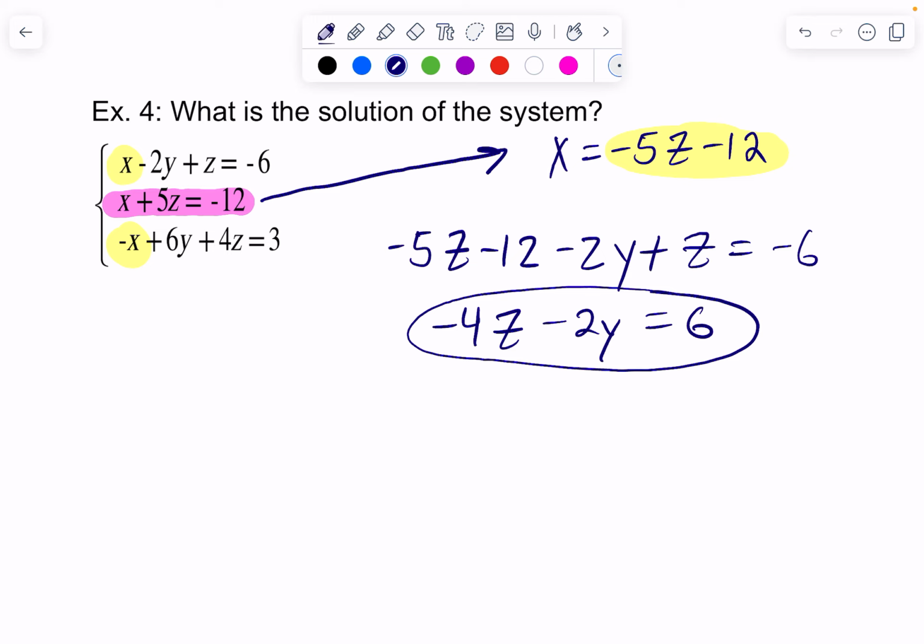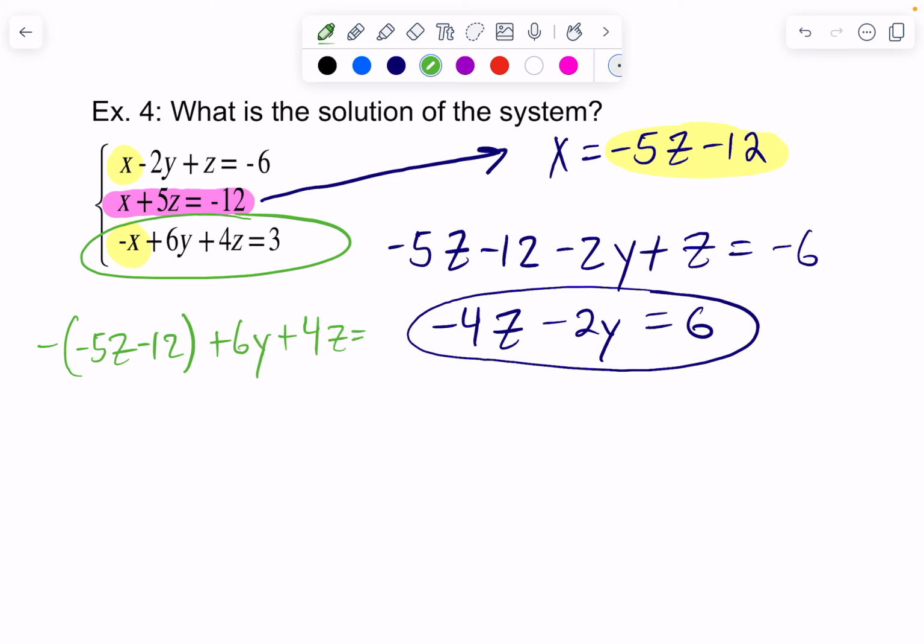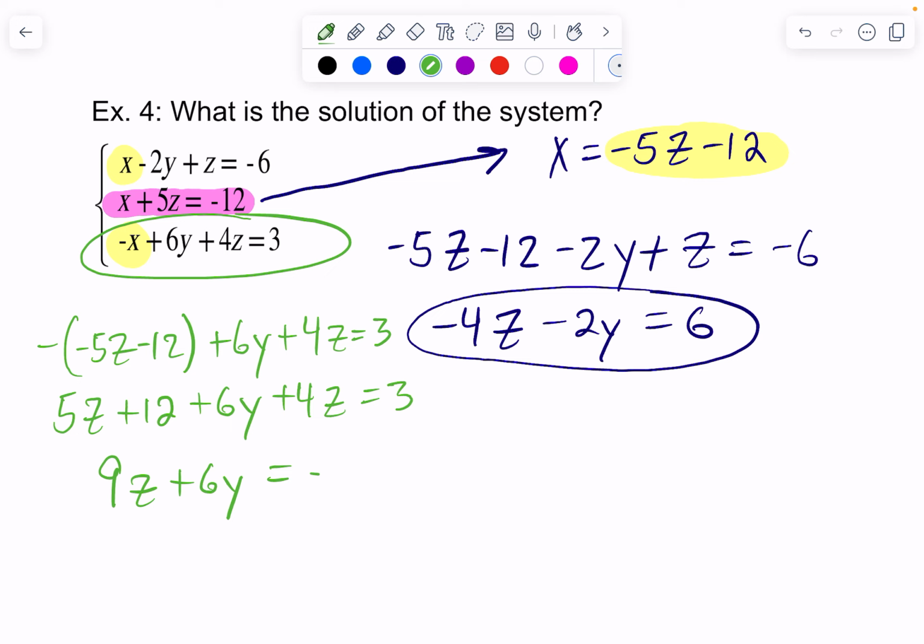And then, let's plug it into this one. Got a negative 5z minus 12 plus 6y plus 4z equals 3. This is negative 5z plus 12 plus 6y plus 4z equals 3. Combine like terms: 9z plus 6y, subtract the 12, equals negative 9.